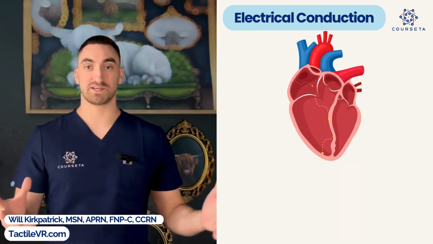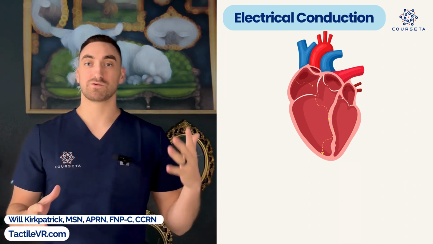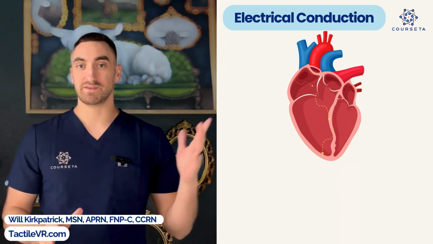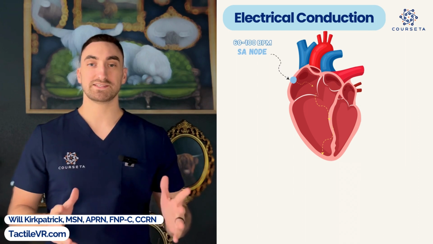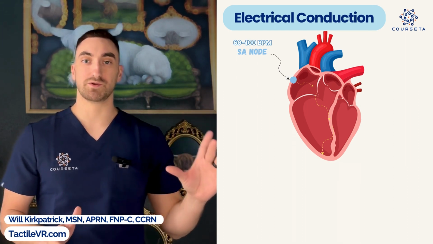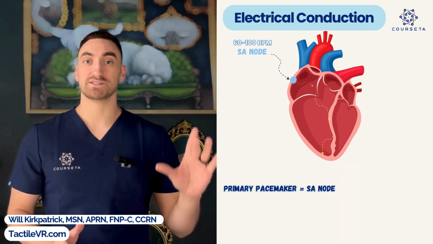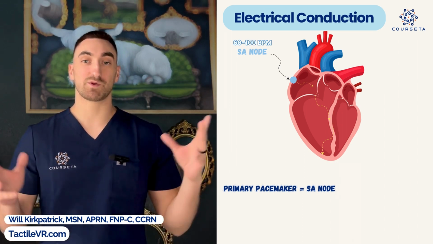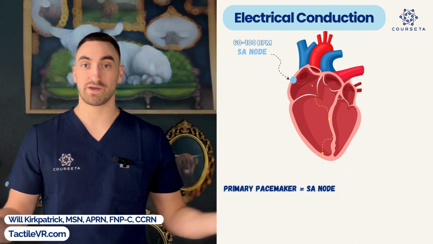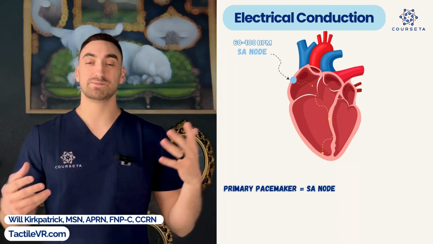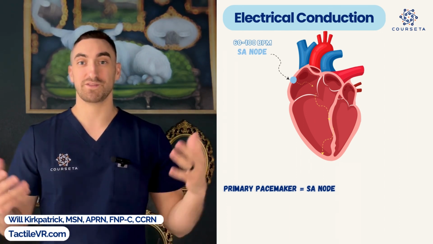We have 4 chambers, as we know. But let's look at the electrical conduction system. So first we have the SA node. The SA node sits on the top of the right atrium, and it is the primary pacemaker. It runs at 60 to 100 beats per minute, so that's where we always see that the normal range for a heart rate is 60 to 100 beats per minute. That's because our primary pacemaker says so, the SA node.